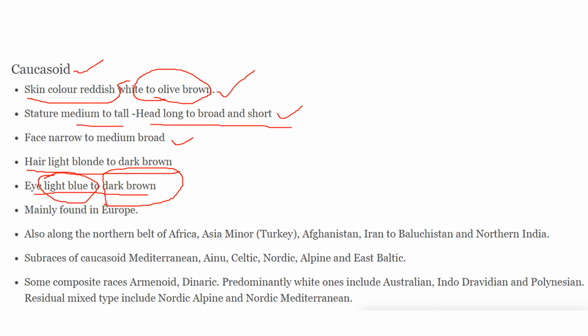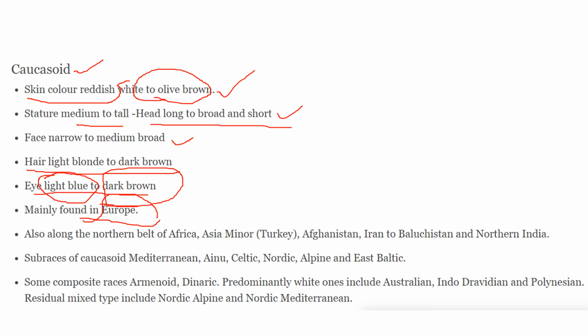Then these people are dominantly found in Europe. The Caucasoid type of race is mostly observed in the world where the temperature is very low. It is found where there is low temperature, and Europe falls into the low temperature region. Then also along the northern belt of Africa, in the northern part of Africa, they are mostly migrated peoples.